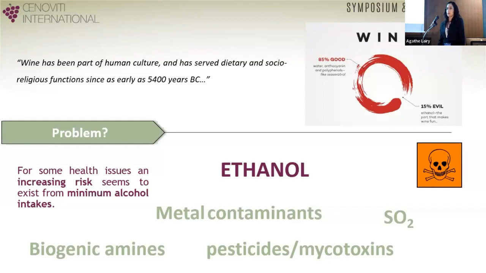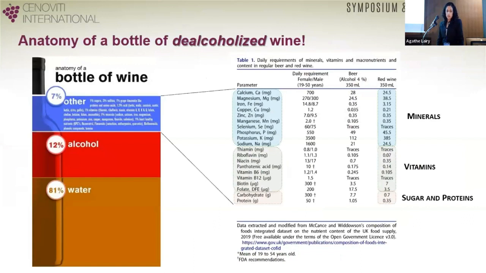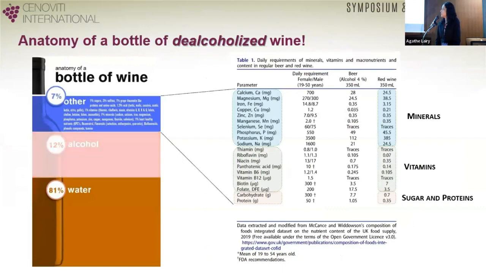But as we have been talking in the last session, there are some problems associated with wine, and not only ethanol, but other contaminants, biogenic amines, pesticides, and also sulfites. So the main problem is obviously ethanol, because there are some reports that even minimum alcohol intakes can lead to health concerns. So in terms of health effects, for being 100% sure that there is no problem, we have, in fact, to think about the removal or the reduction of ethanol in wine. So what should be the anatomy of a bottle of dealcoholized wine? In fact, we should remove alcohol.